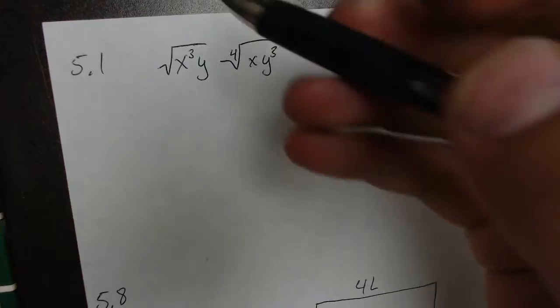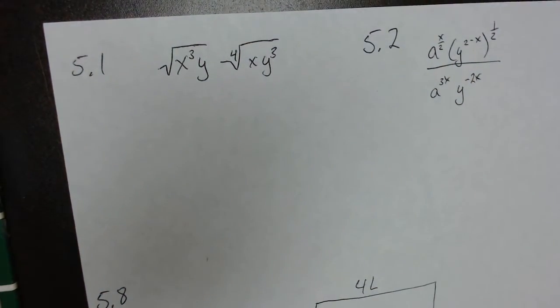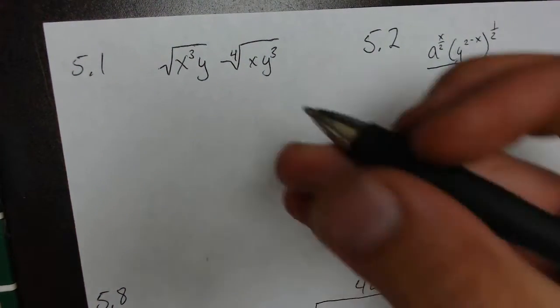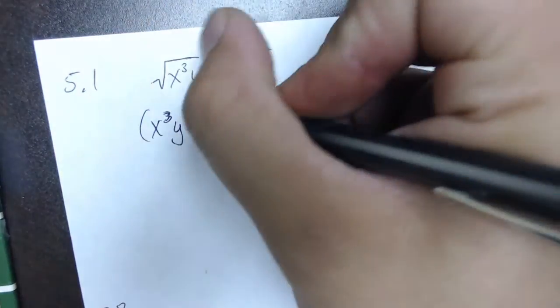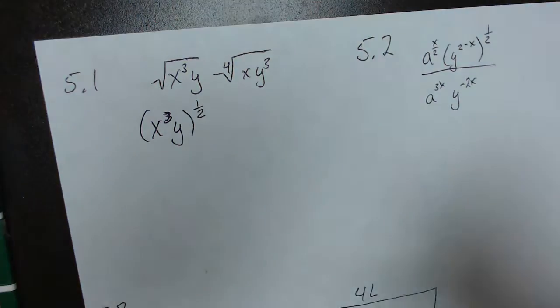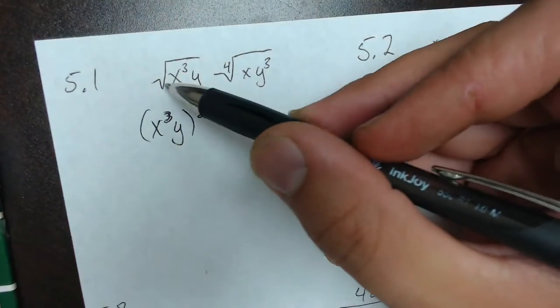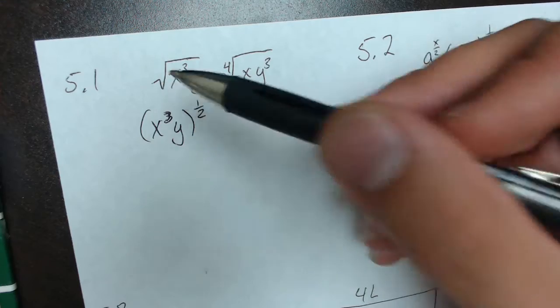So what we do here is we think of a root as being like a fractional exponent. So the square root would be like the 1/2. So x cubed y is being multiplied by an exponent of 1/2 because the square root is looking for pairs, or it would have the invisible number 2 here.